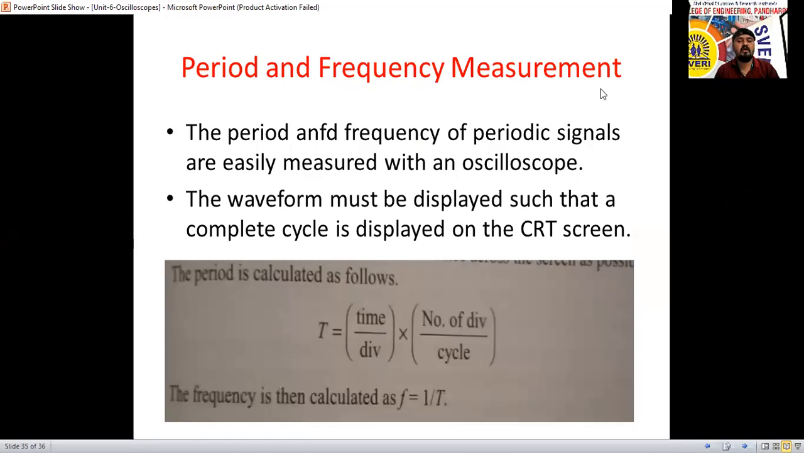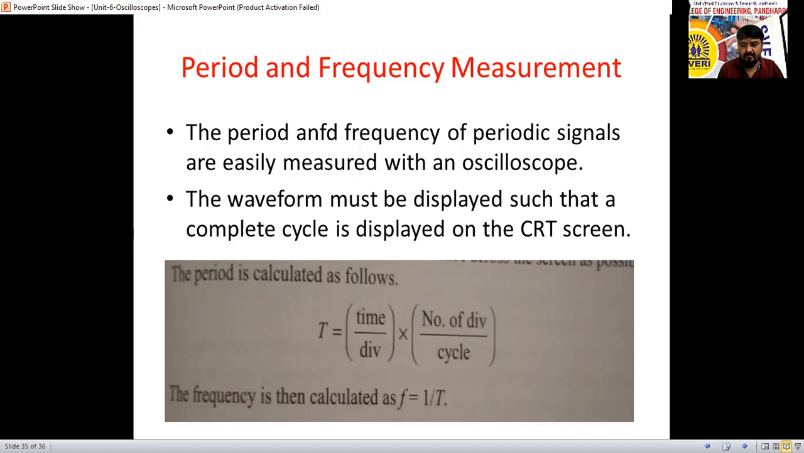See here. Next, period and frequency measurement. What is the time taken for one division? If the time period is known or the frequency is known, we can easily compare with frequency because both are reciprocal to each other. We can measure that. The period and frequency of periodic signals are easily measured with an oscilloscope. The waveform must be displayed such that a complete cycle is displayed on the CRT screen.